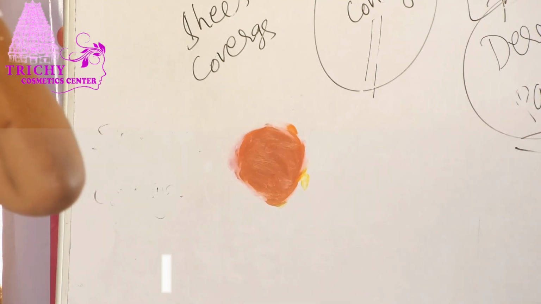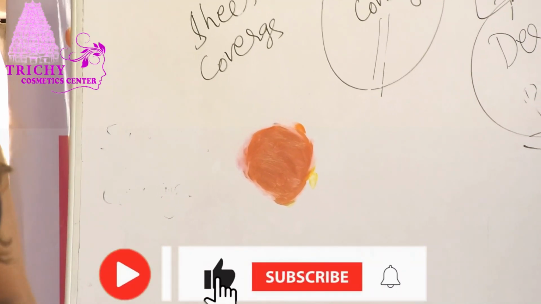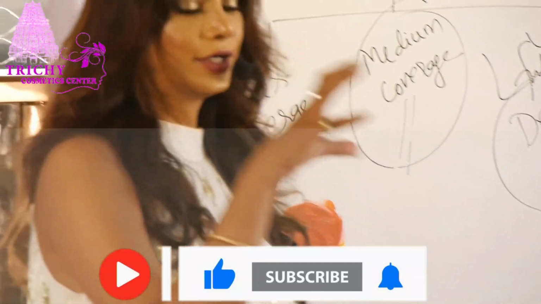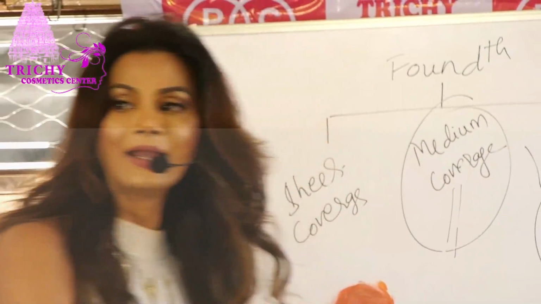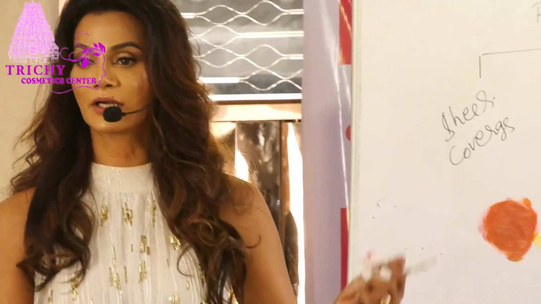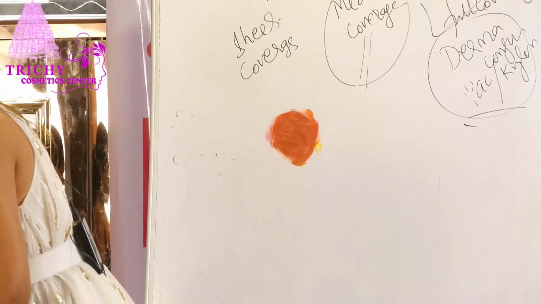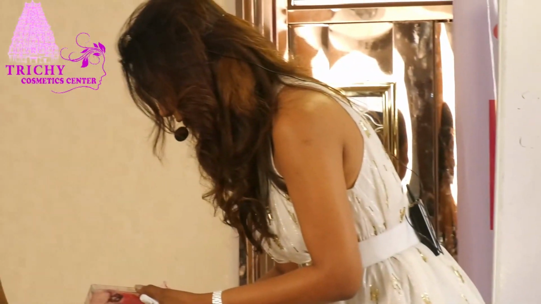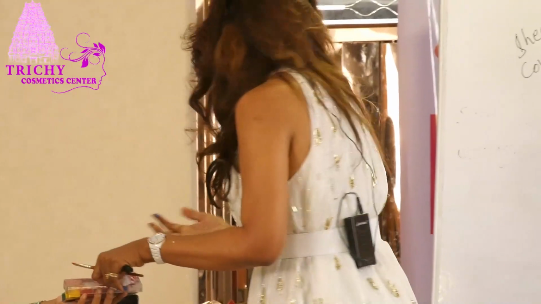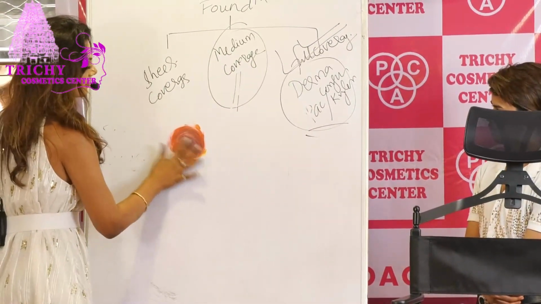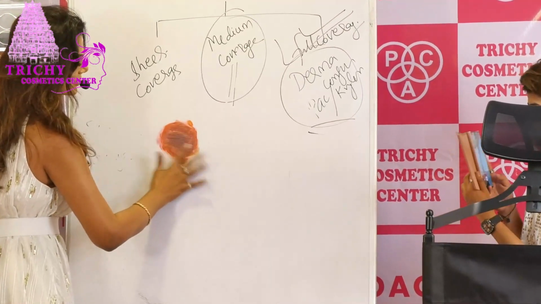So what is mother brown? Mother brown is a color which has equal contribution of yellow, blue, and red. That is called mother color. Okay, now still it is not a mother color. I have to add some amount of blue in it. So then it will be a mother brown. So this is a mother brown color. Got it? So this is a mother brown.